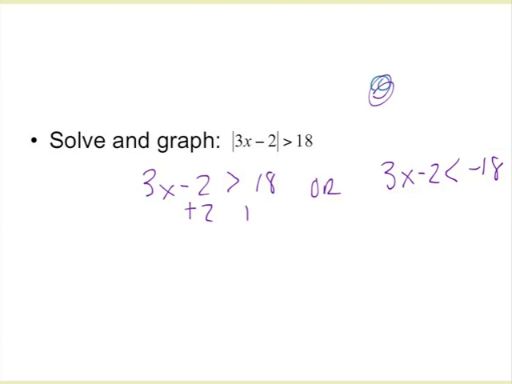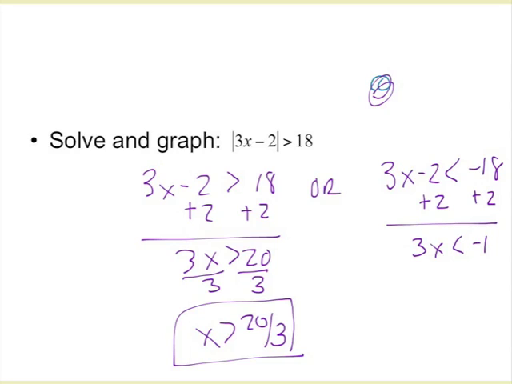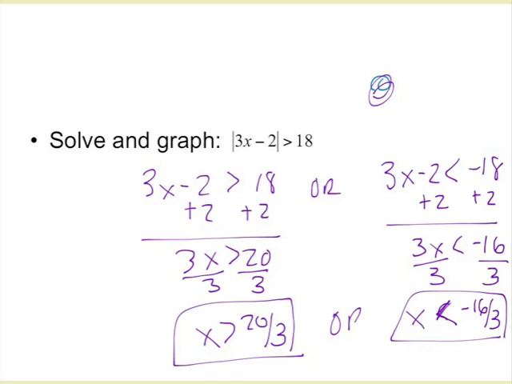Solve them individually, adding 2 to both sides of the first one. There's 20. Dividing by 3 is not a nice decimal and not reducible, so I'm just going to leave it. And the second one, adding 2 to both sides gives negative 16. And again, dividing by 3 is not reducible and not a nice decimal, so I'm just going to leave it. Then when we graph, we would put both of those on a number line, open circles, and they would end up with empty space between.